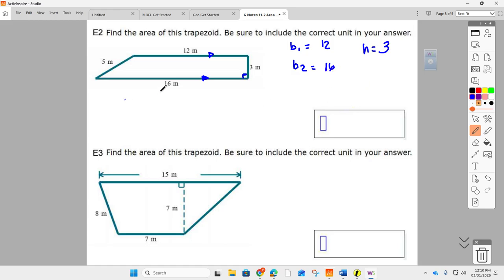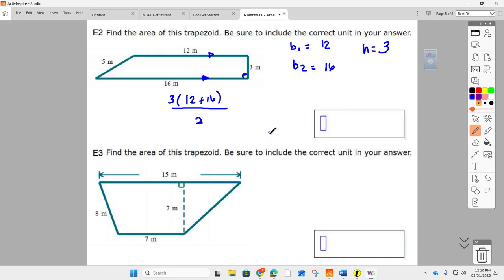All right, so now we're going to plug it in to our formula. It's the height times the sum of the bases divided by 2. Now, I could put 16 plus 12. Remember, that order doesn't matter. Everybody's going to practice putting it in on the calculator. 3 times left parentheses, 12 plus 16 right parentheses, equals, divided by 2.